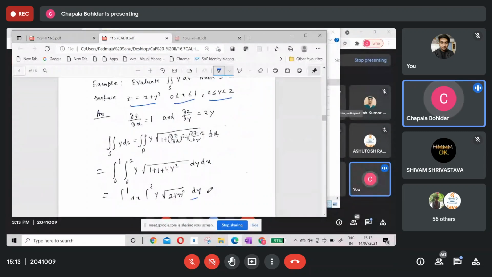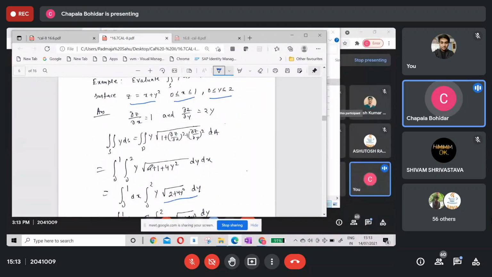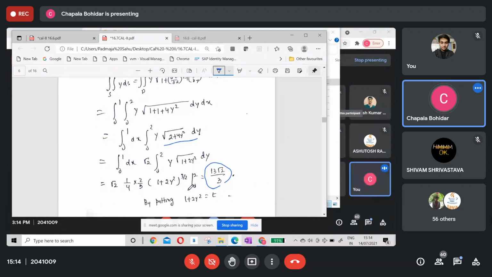So y is equal to y, then it is root over of this dA. Here we put y, then it is 1, del z by del x is 1 square, it is 1, then del z by del y is 4y square. So here it is 2 plus 4y square, we consider it as t, then you can solve here, and the value is 13 root 2 by 3. By putting 1 by 2 y square is equal to, take common 2 root 2, 1 by 2 y square is equal to t.